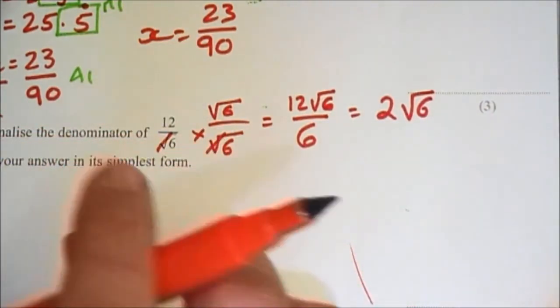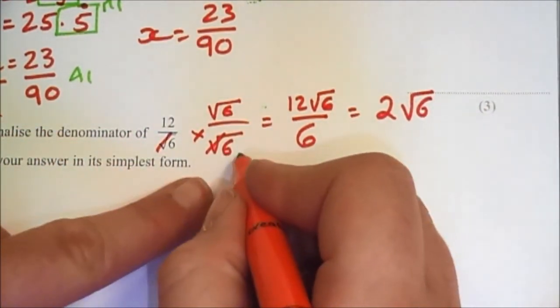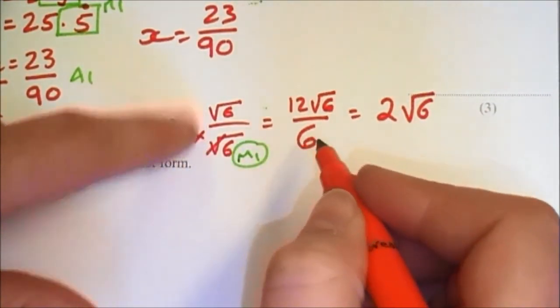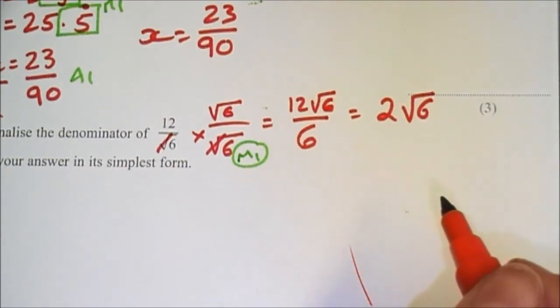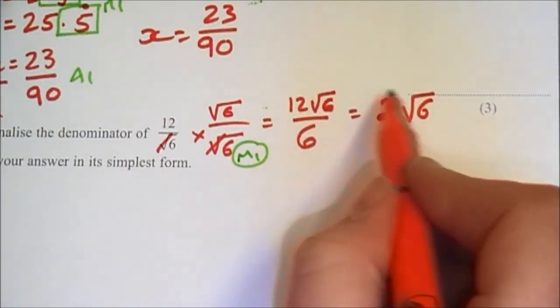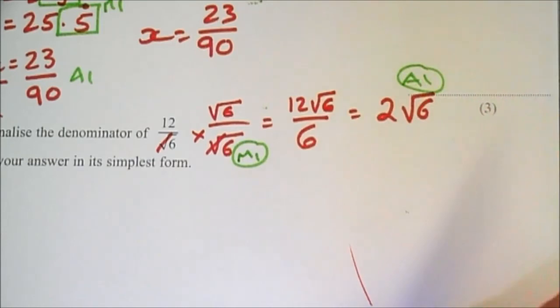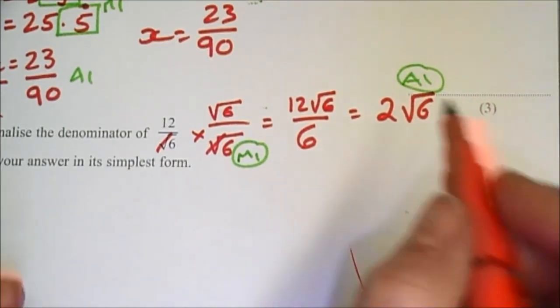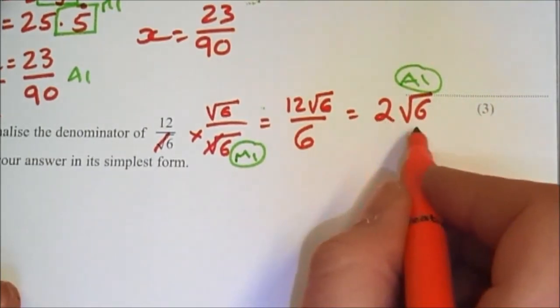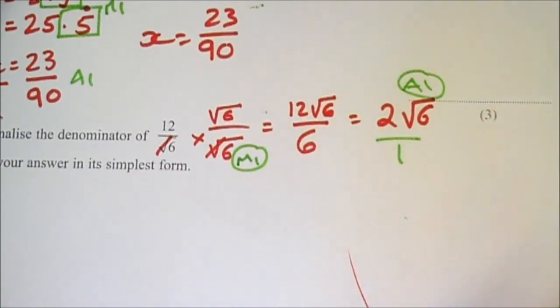It's a 2-mark question. You get 1 mark for multiplying top and bottom by root 6, and you get the second mark for having 2 root 6. They would also accept 2 root 6 over 1 according to the mark scheme.